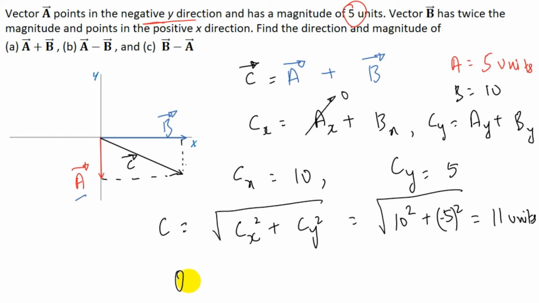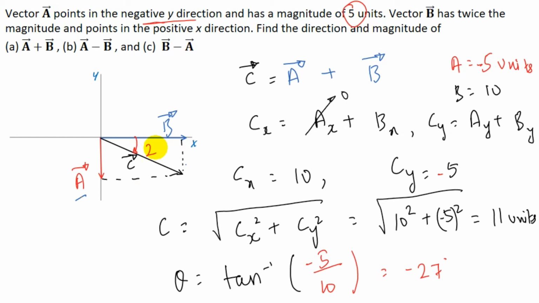Now what about its direction theta? It would be tangent inverse of the y component over the x component. The y component should be negative here because it points along the negative y direction. So minus 5 over the x component, which is 10. We'll get this value to be minus 27 degrees. Now why is it minus 27 degrees? Because you are measuring the angle in the clockwise direction from the positive x.